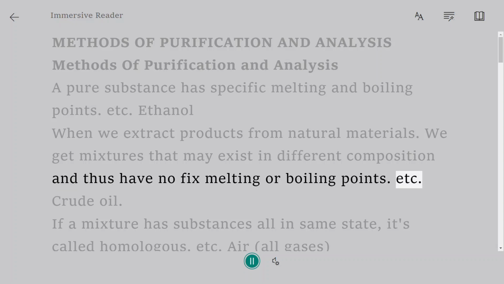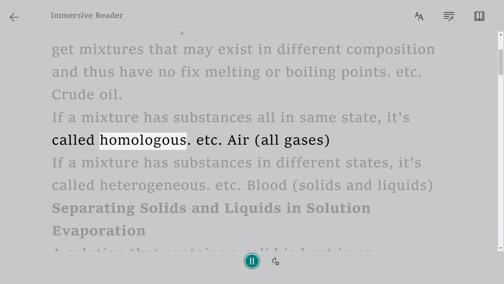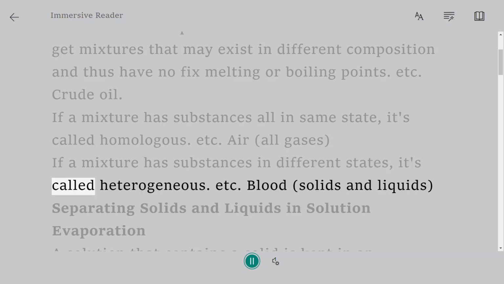Etc. Crude oil. If a mixture has substances all in the same state, it's called homogeneous. Etc. Air, all gases. If a mixture has substances in different states, it's called heterogeneous. Etc. Blood, solids and liquids.